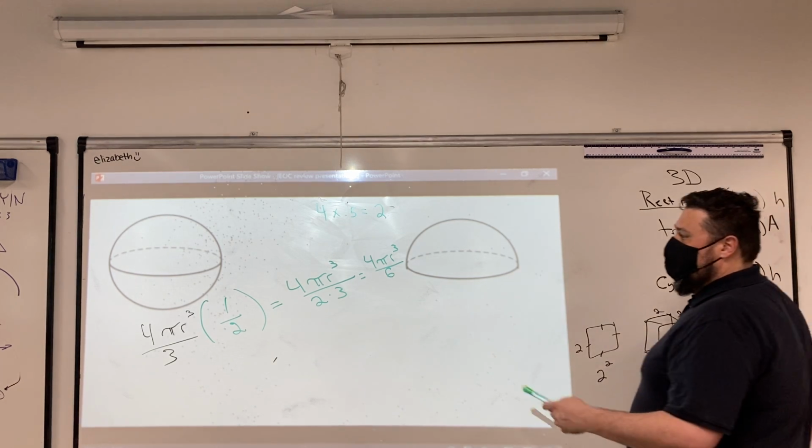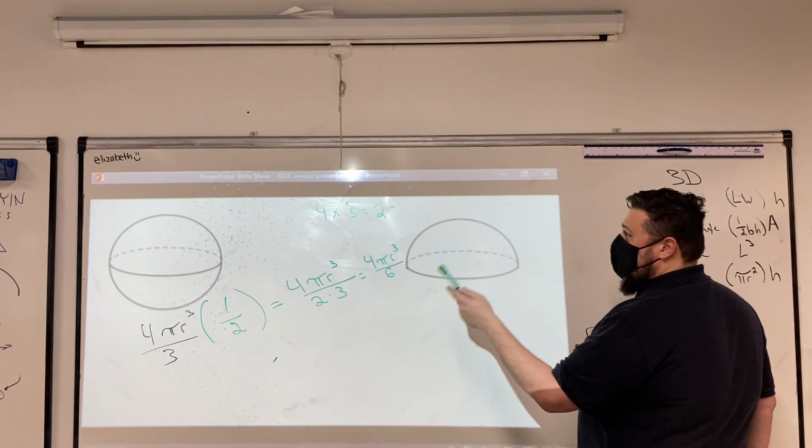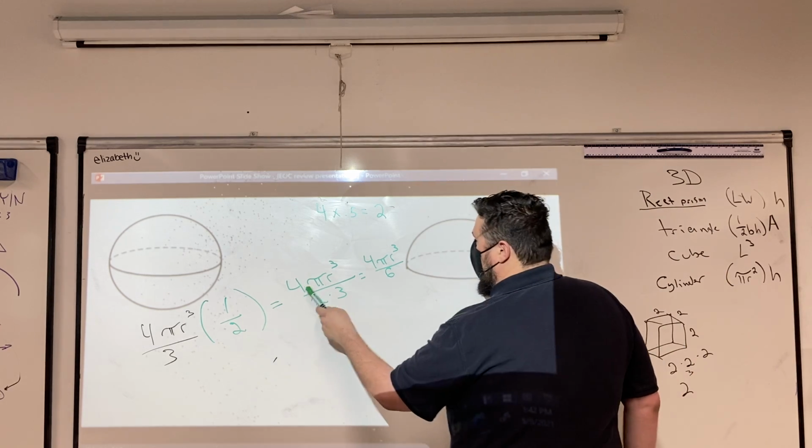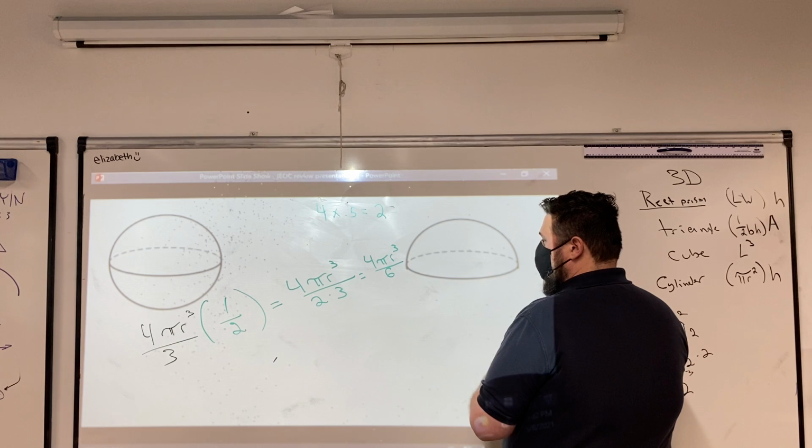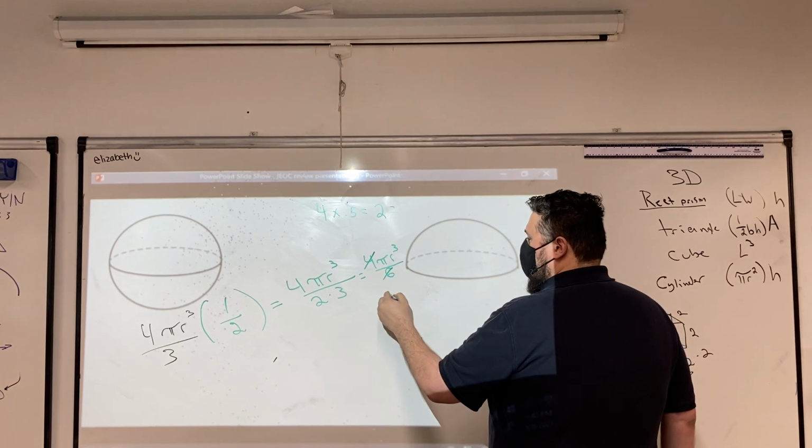So, half of this is that. So half means multiply by 1/2. I'm going to get 4 pi r cubed over 6. These are both divisible by 2.